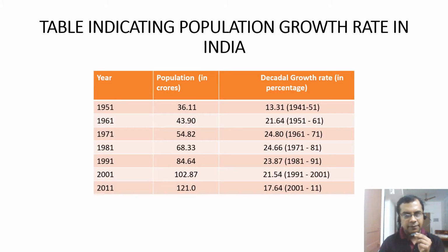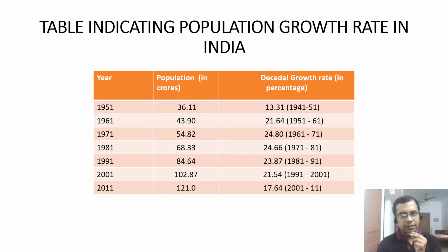Now, in the slide, we can study the table that indicates the population growth rate in India. The first census was taken in India in 1951. At the time, the population of our country was 36.11 crores. That is the decadal growth rate, from 1941 to 51, was 13.31%. In 1961, the population increased to 43.90 crores and the growth rate of the decade was 21.64%. In 1971, the population increased to 54.82 crores and the decadal growth rate was 24.80%.